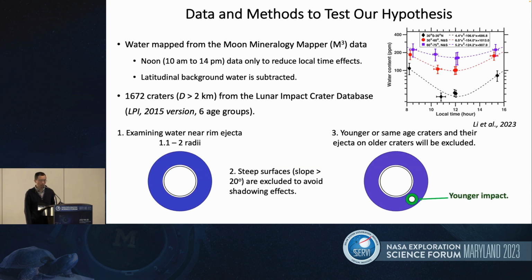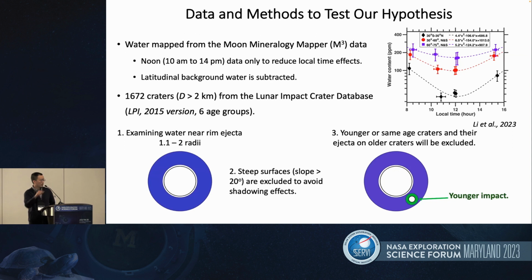We're going to examine water content at 1,672 craters with a diameter greater than 2 kilometers to make sure the deep enough materials can be exposed to the surface and receive space weathering. They were grouped into 6 age groups, which can be used to tell the trend with age.